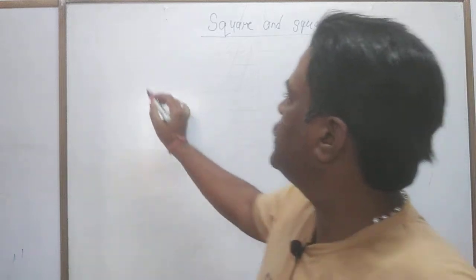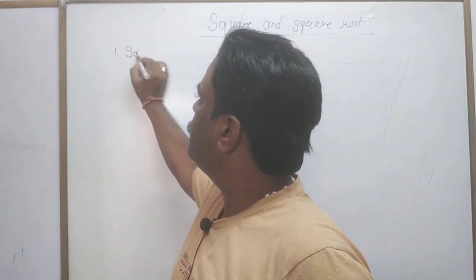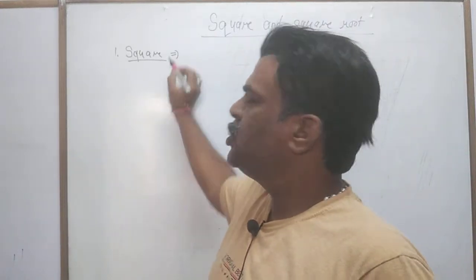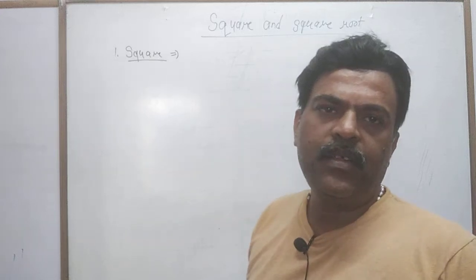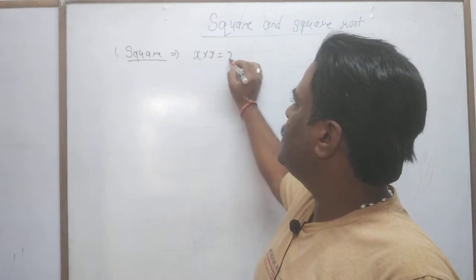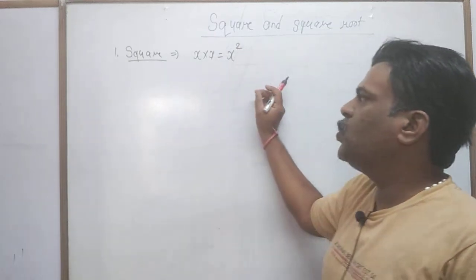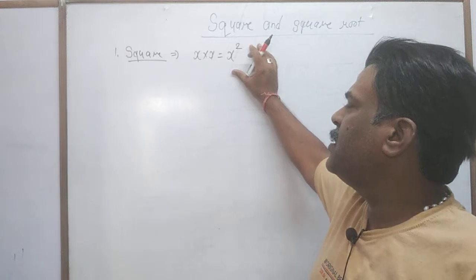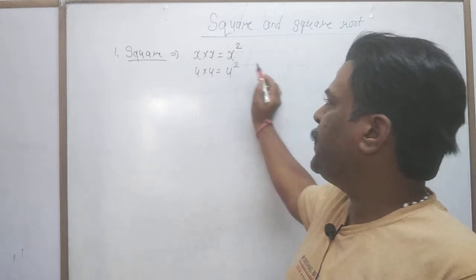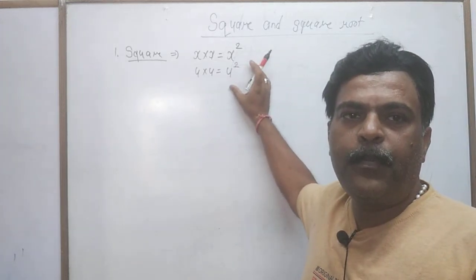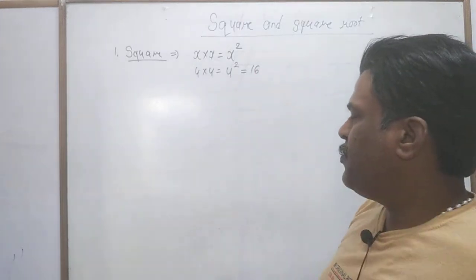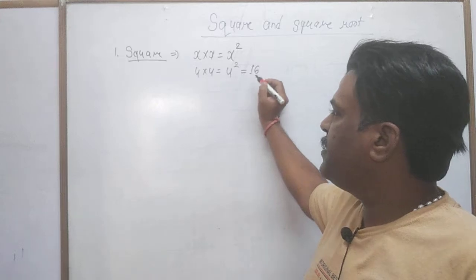First, what is a square? When we multiply any number two times, we can find the square of that particular number. Means x into x, that is x square. This is how to write any number's square. Just like 4 into 4, we can write it as 4 to the power 2. The power 2 shows the process of a square, and the value is 16. So you can find any number's square by multiplying that number two times.